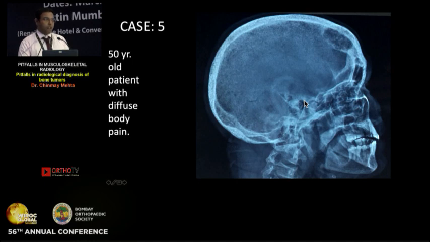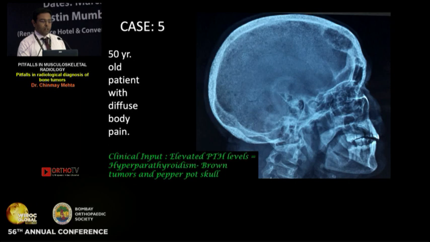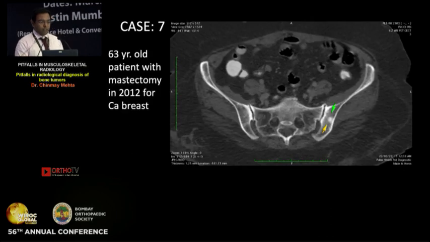So we go and check the clinical input, as Dr. Daftari emphasized in the previous session, and the patient has elevated parathyroid hormone levels in a routine blood test. So this is a classical case of hyperparathyroidism with brown tumors and pepper pot skull, and just helps us solve the case easily. Let's look at one more example.